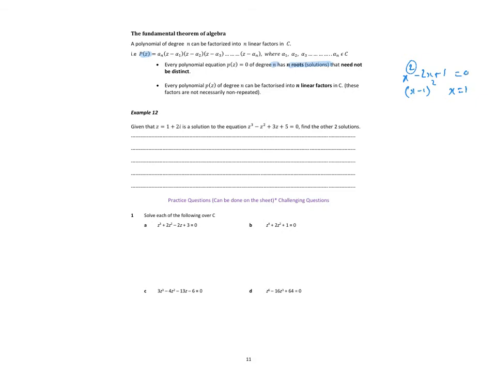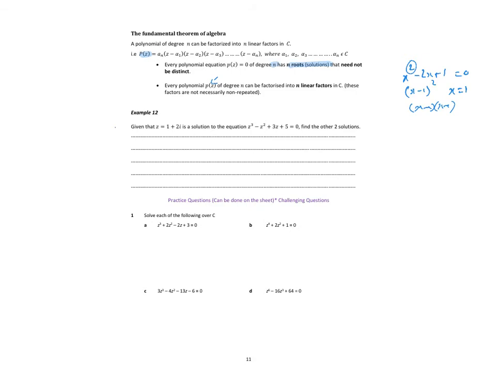So 1 is my solution, but there's only one distinct solution. But clearly, x minus 1 gives me two solutions, two factors. So you may not get distinct solutions, but that's how many solutions you can expect. Every polynomial of degree n can be factorised into n linear factors, but they're not necessarily non-repeated.